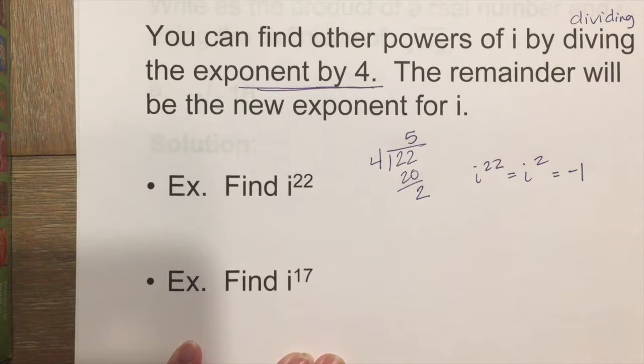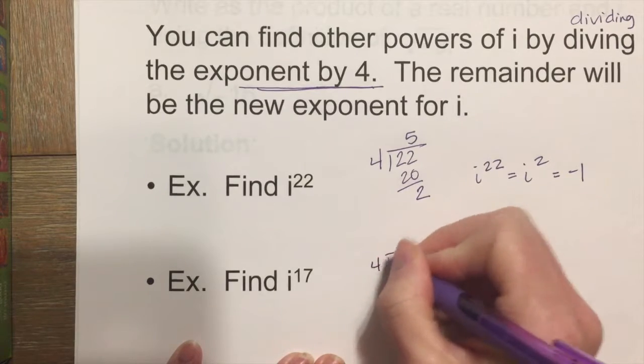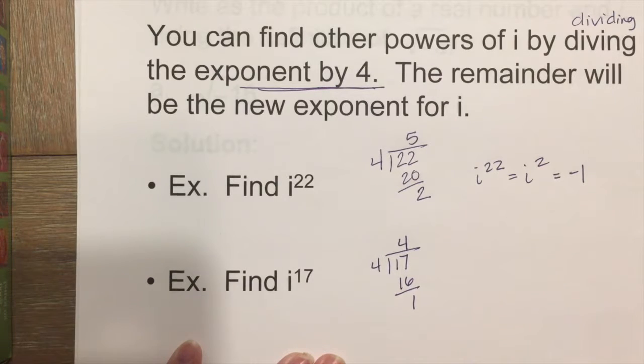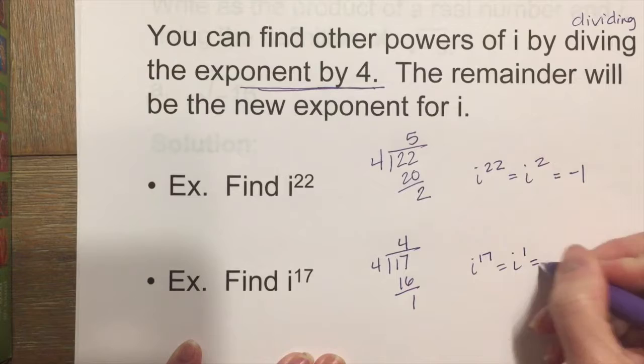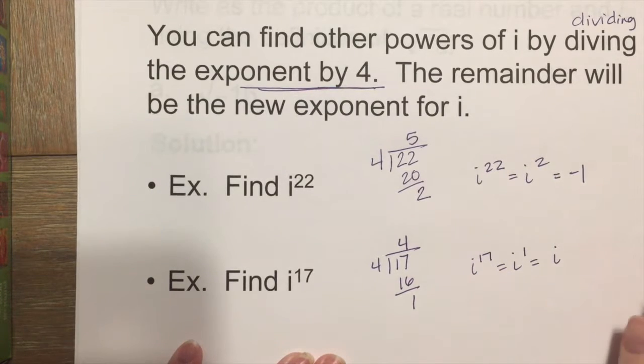We can do the same thing for i to the 17th. We just need to find what place in the pattern i to the 17th would be. So let's divide 17 by 4 and see what our remainder is. Our remainder is 1. That means i to the 17th would be in the same place in our pattern as i to the 1st. So i to the 17th equals i to the 1st, which, if you look at the other side, we know is i, anything to the first power. So this is how I can break down larger powers of i.